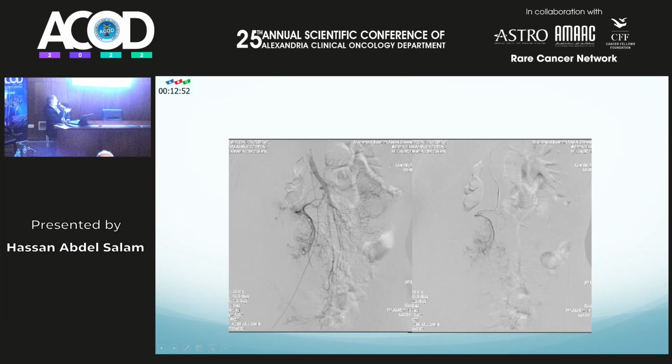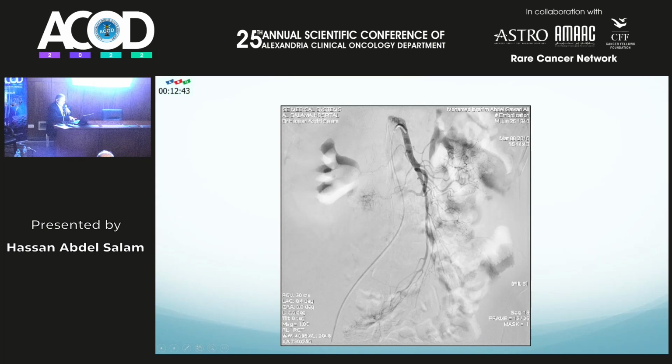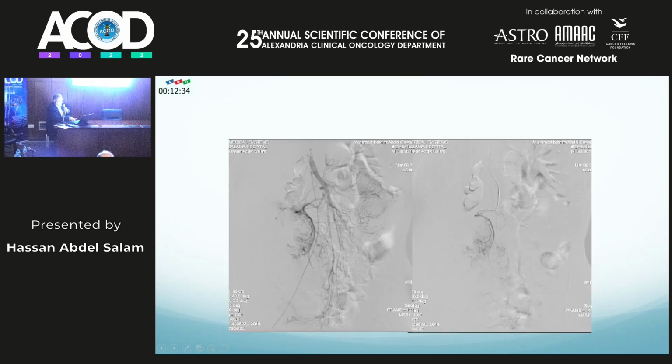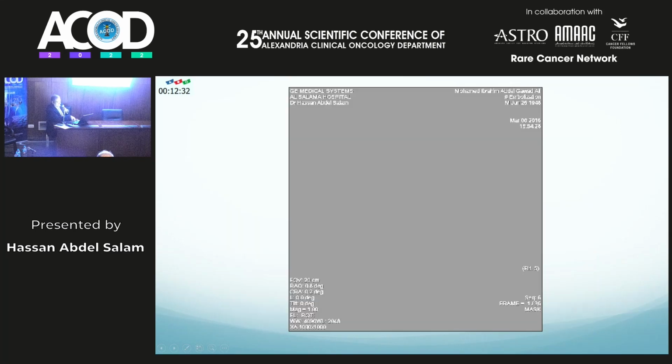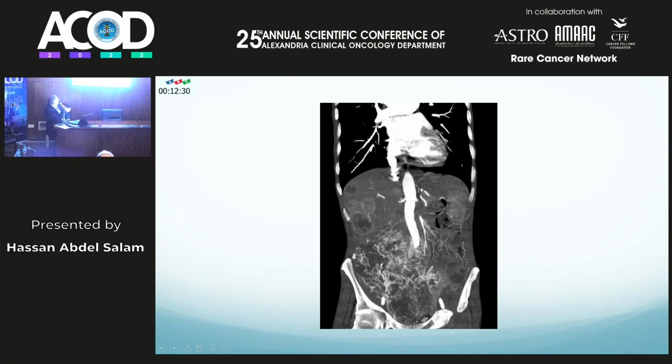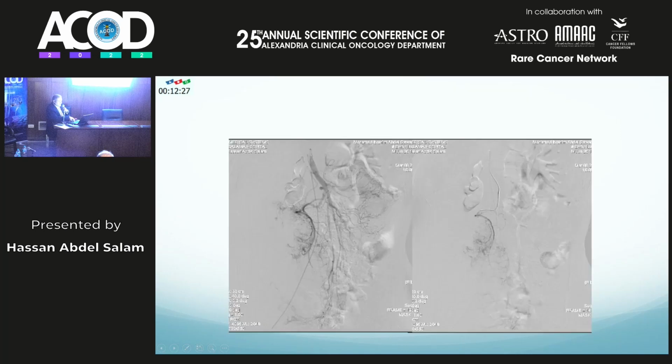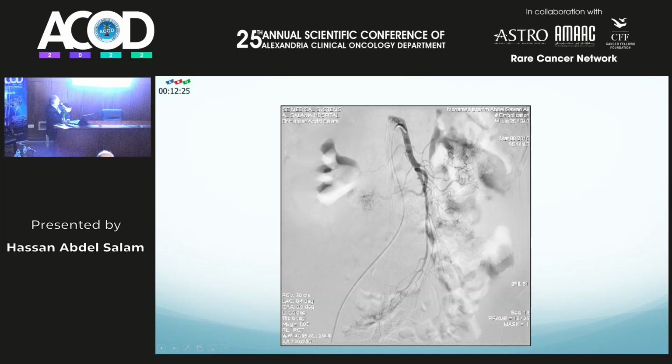So this is the GIST tumor before embolization. This is the GIST tumor after embolization. This is the splenomesenteric artery after embolization. So if we compare this to that, we can see that this is a very well controlled abnormal vascularity within the tumor.